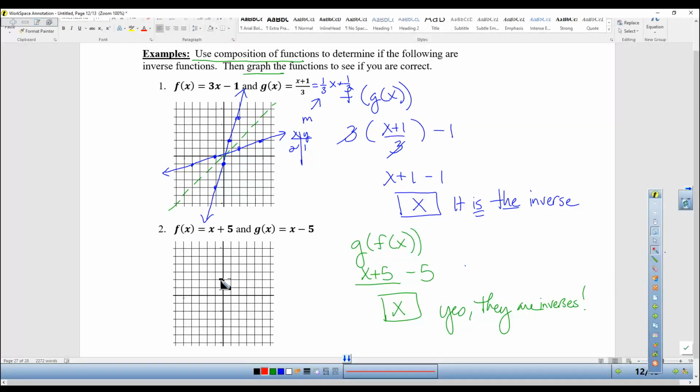Watch what happens. 1, 2, 3, 4, 5, and it's just got a slope of 1. And then this one is x minus 5, and it has a slope of 1. And sometimes people think that they're not inverses because they're so used to them crossing. But remember, the only rule is that they have to reflect over the line y is equal to x. And they definitely do, above and then below.